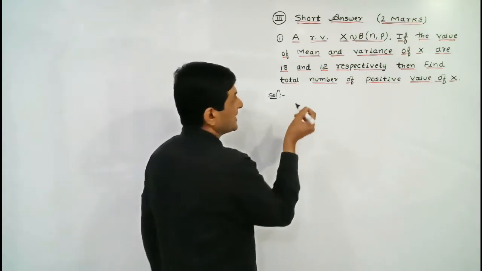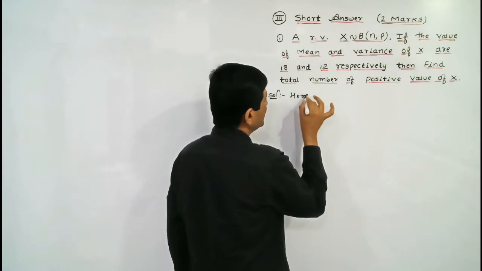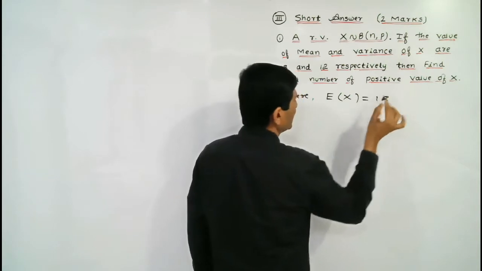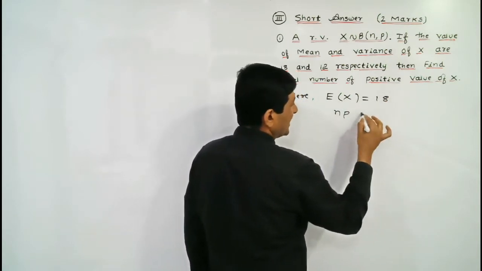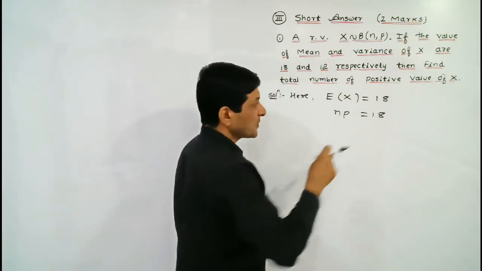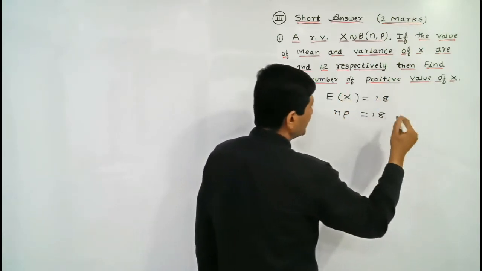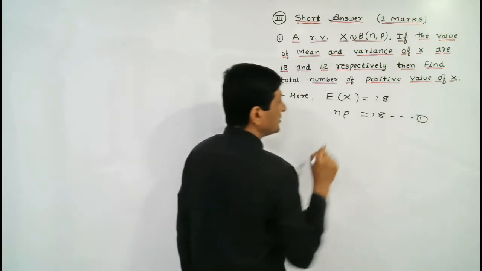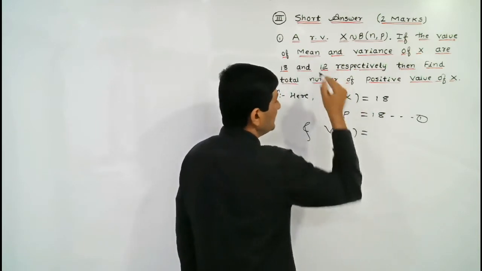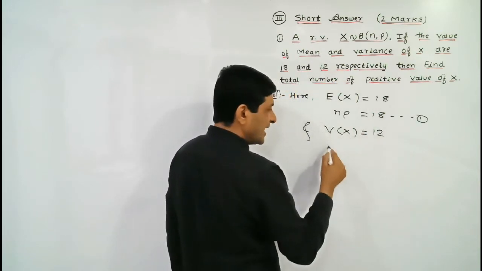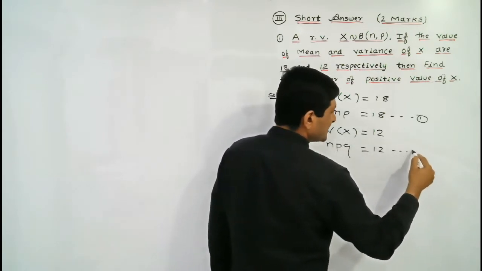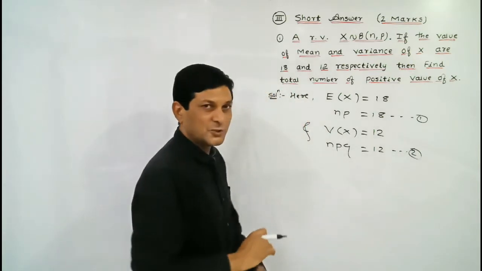So here see what we are getting. First we write the first given condition: E of x is equal to 18. E of x is equal to np, because we know the formula of E of x is equal to np. On this side replace E of x by np, and on this side keep 18 as it is. Let us denote it by equation number 1. And V of x, the variance of the random variable, is equal to 12. It is also given to us, and V of x can be replaced by npq. On this side keep 12 as it is. Let us denote it by equation number 2.